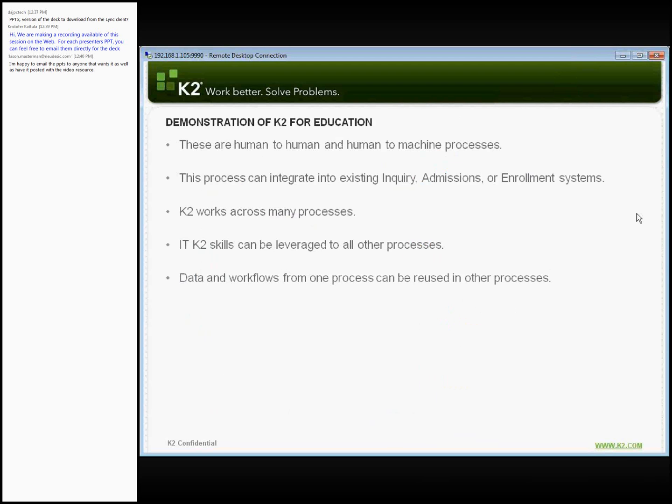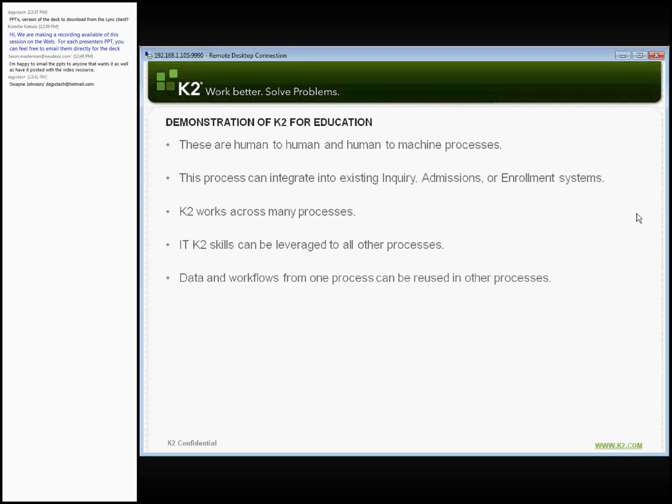So let's take a look at a quick example. Now this example is a human-to-human and human-to-machine process. So I can interact with different people in my department, with tasks getting sent directly or auto-sent. Human-to-machine, meaning I'm going to approve a specific task or make a change to something and it's going to update a system. It can integrate into existing inquiry, admissions, and enrollment systems. So again, if you have those in place and you just want to integrate those together.